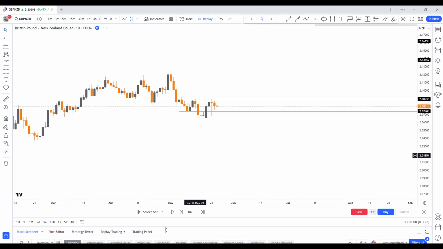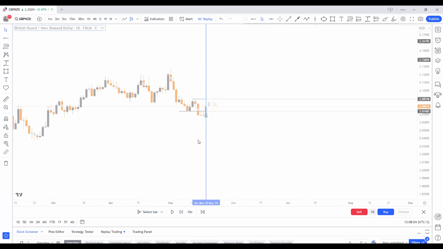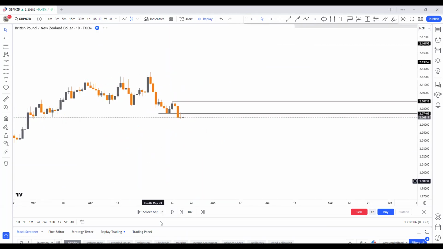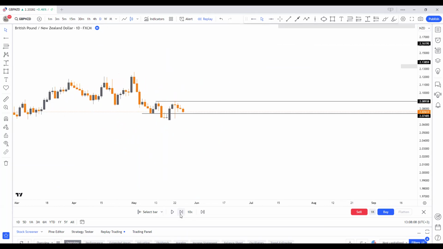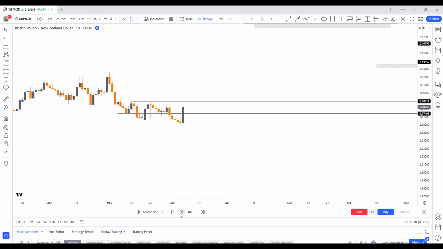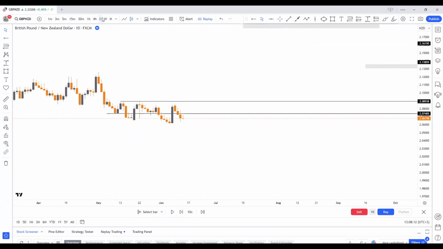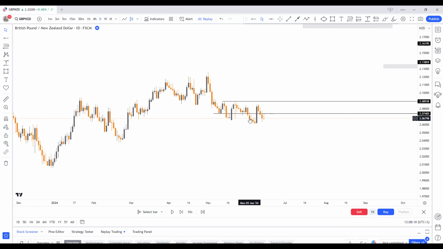So we see on daily we have the area of liquidity. Now we can consider this area of liquidity for us to take the trade, as the liquidity consumption later on, as the price drops to the downside. Let us see a few more examples.